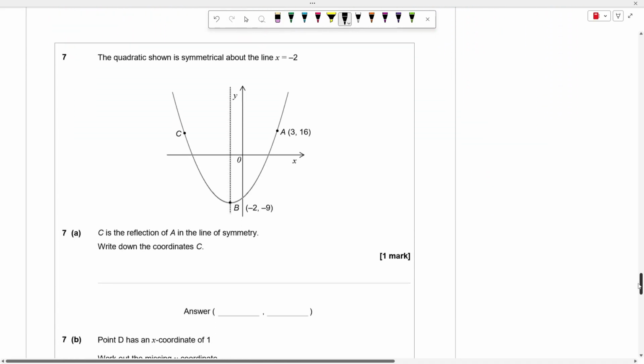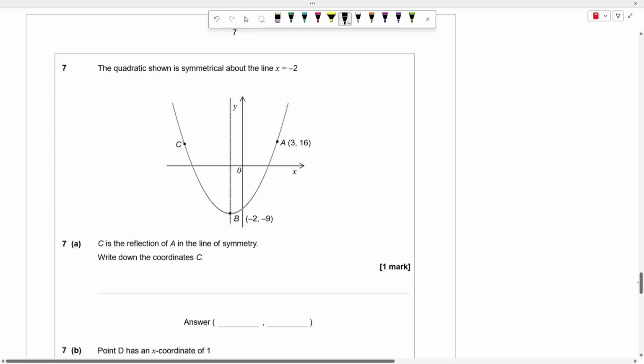Moving on to question 7, it says the quadratic shown is symmetrical about the line x equals -2. And part A is asking, C is the reflection of A in the line of symmetry, write down the coordinates of C. Well, for this, we know that C is definitely on a straight horizontal line, as it's symmetrical, it's going to have the same y ordinate, so that means it's going to be 16.